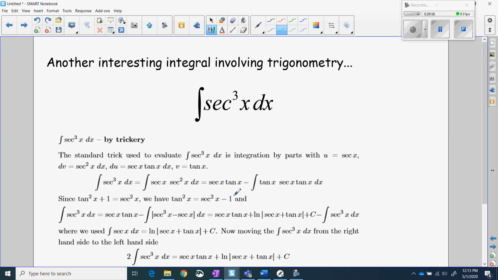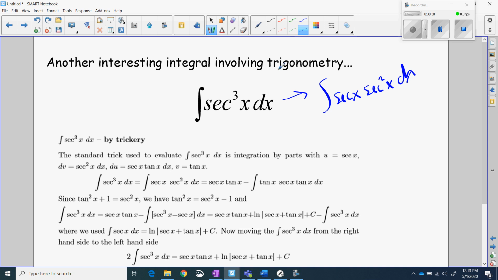It says by trickery. So this is a kind of neat little trick they do here. They basically turn it into integration by parts. So if you look here, they split this up. I'm going to do it all out here in a second. This is again from a textbook somewhere, but it's just to remind me of the strategy. So I'm going to split it into the integral of secant x, secant squared x dx. And then I'm going to let u equal secant x, and I'm going to let dv equal secant squared x.